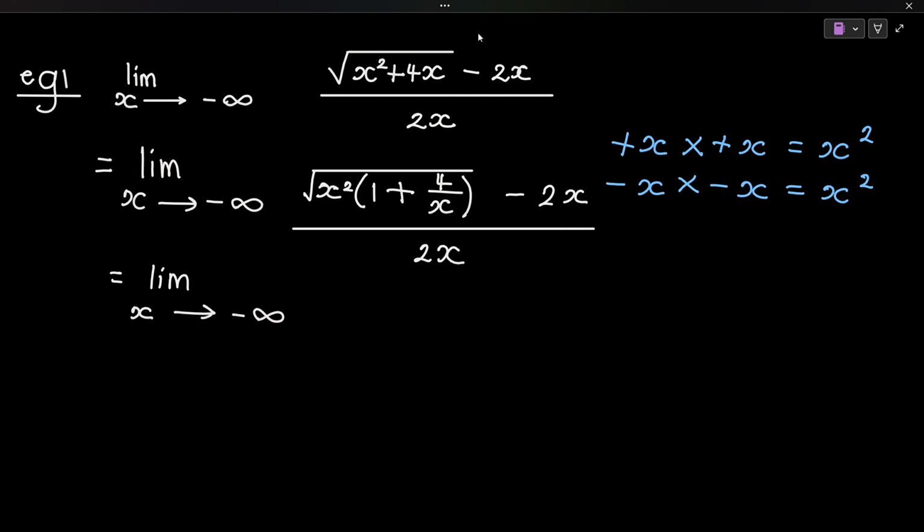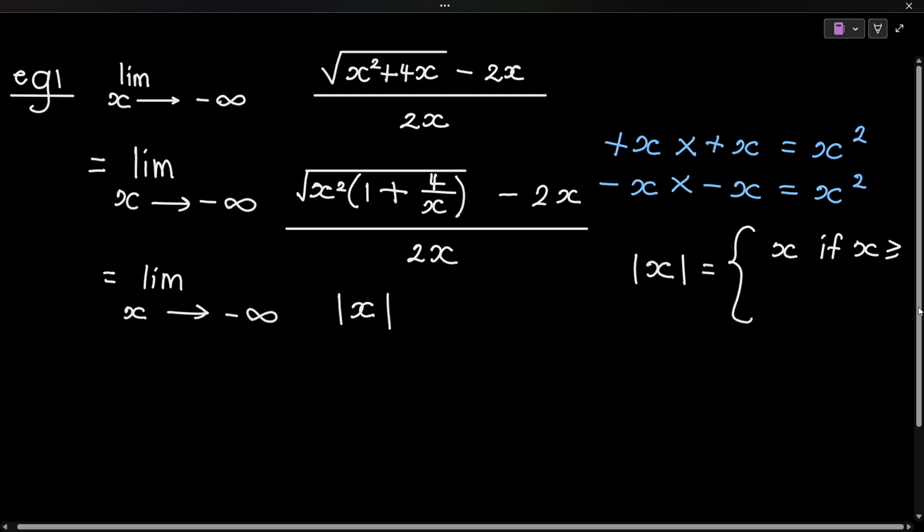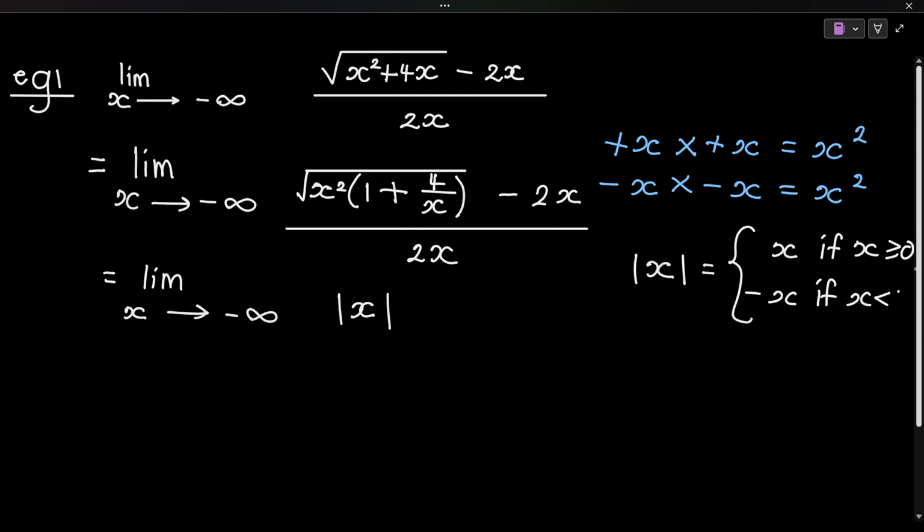Now, to represent this, once we allow the square root to cancel out the square, we are just going to use the absolute value of x. And just to remind you what absolute value is, an absolute value tells you that it could either be a positive x if our x values are greater than or equal to 0, or it could be a negative x if our x values are less than 0.